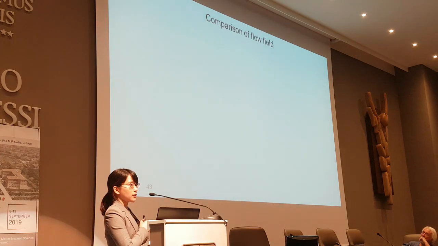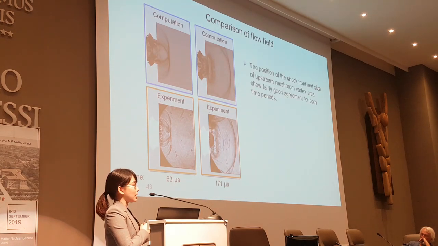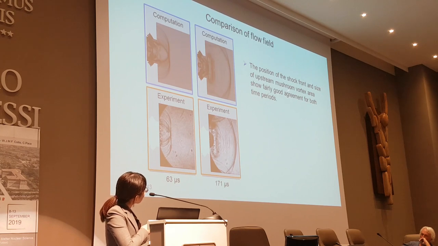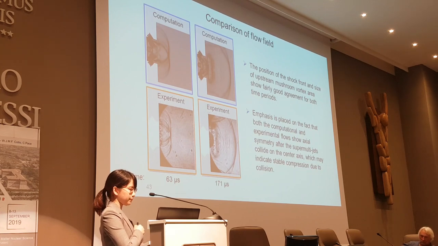I will also show a comparison of flow field for two time periods, one earlier and one later. You can see that for both time periods, the position of the shock front and also the size of the upstream mushroom vortex area show fairly good agreement. Again, emphasis is placed on the fact that both the computational and experimental flows show axial symmetry after the super multi-jets collide on the center axis, which may indicate stable compression due to collision of jets.